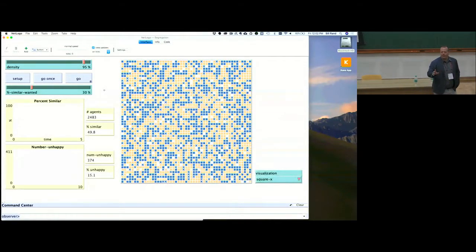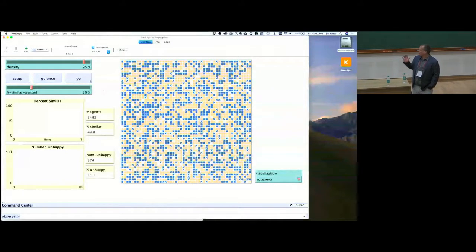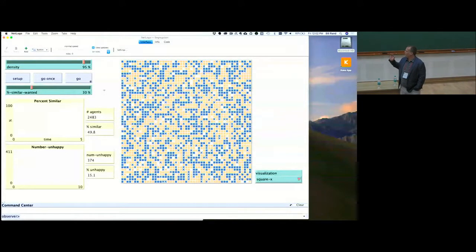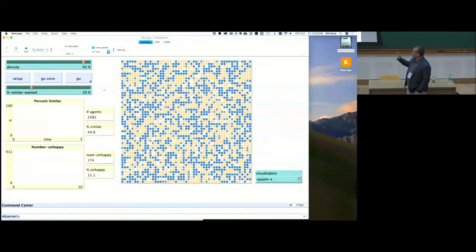So I'm going to run the model, but before I do, I have a quick question. How should I put this to make it a question that everyone can participate in quickly? How many people think that the percent similar will be higher than 50% after I run the model? Oh, I don't know if I told you the rule, did I? Let me say what the rule is.